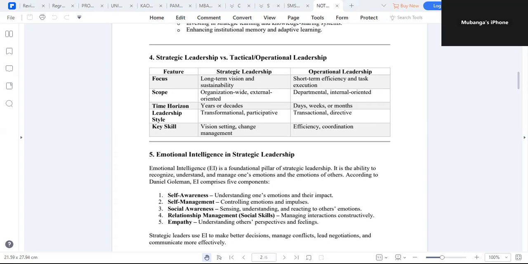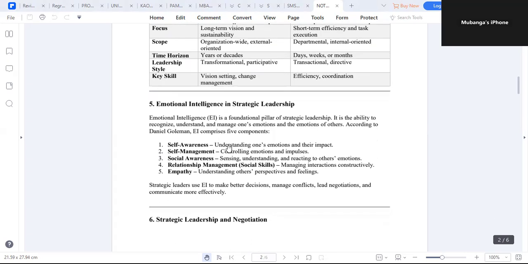The leadership style that is adopted under strategic leadership is a transformational, participative approach, where leaders inspire people, involving them in decision making, whereas tactical looks at a directional and directive approach. It will give clear instructions and rewards and correct based on performance. Skill, it emphasizes vision setting and managing change. That is under strategic leadership. Whereas tactical focuses on efficiency, coordination, and ensuring that tasks are completed on time. So, in a nutshell, strategic leaders look forward and steer the whole organization toward future success. And tactical leaders focus on what? Making sure that things run smoothly on a daily basis.